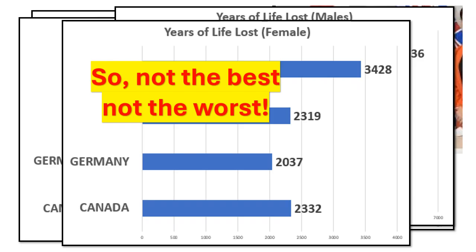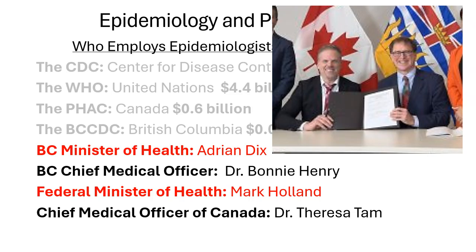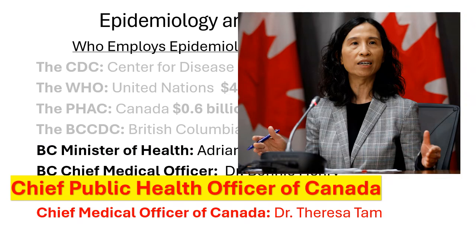So, is Canada the most efficient healthcare system? No, it's not the most efficient healthcare system, but it's better than some and worse than others. These are ways for you to measure and compare different healthcare systems. This is Theresa Tam, the chief public health officer of Canada, just showing you her picture again.